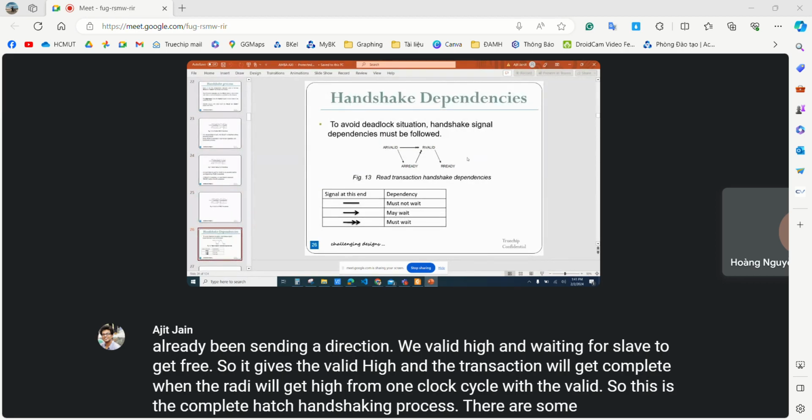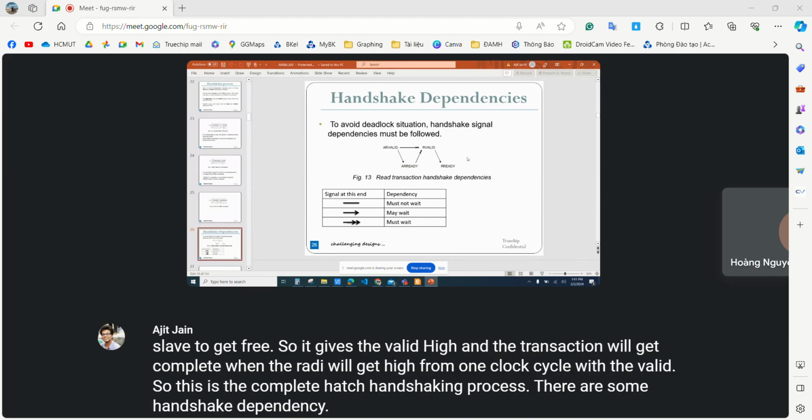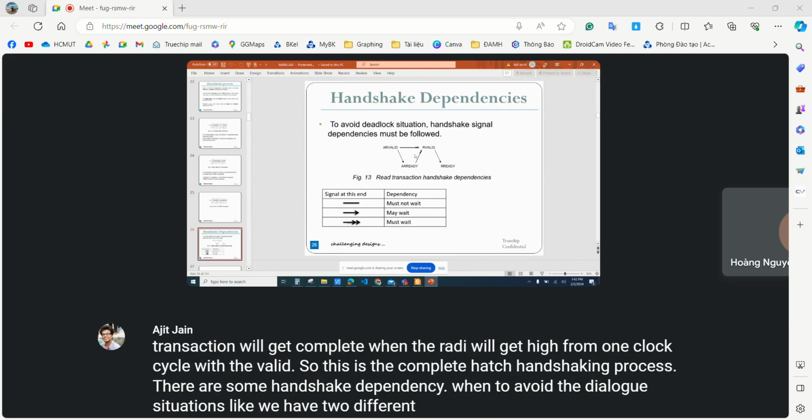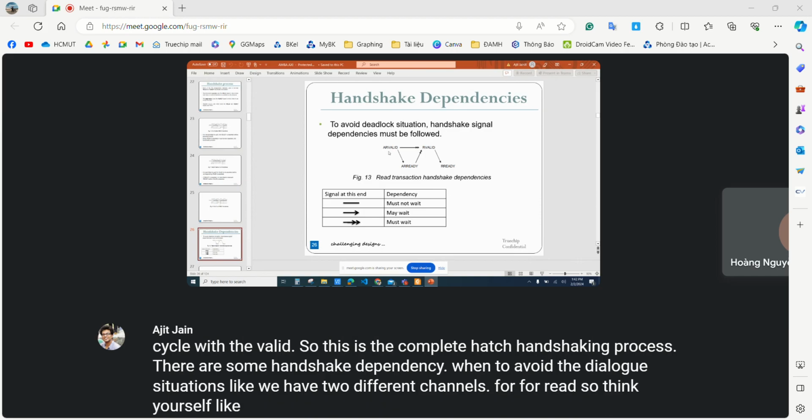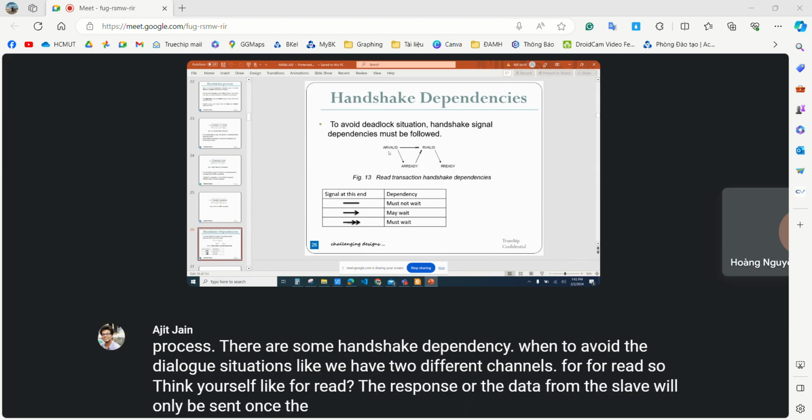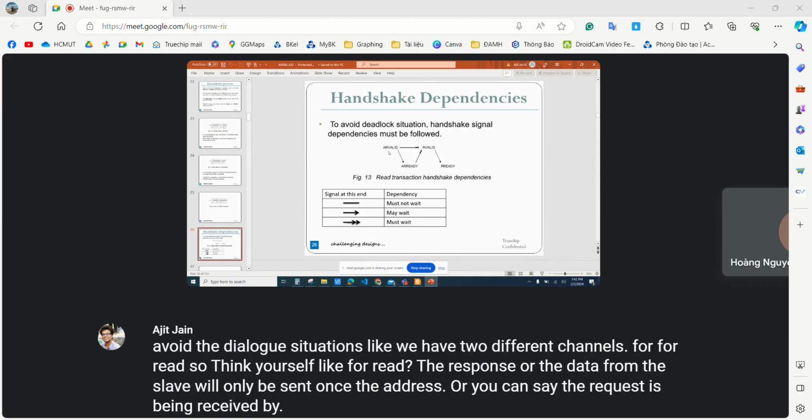There are some handshake dependencies to avoid deadlock situations. For example, we have two different channels for read. Think of it like this: for read, the response or the data from the slave will only be sent once the address, or you can say the request, has been received by the slave. Only then will it send the data and the response.